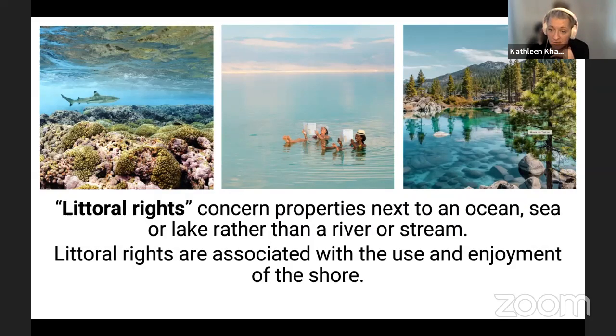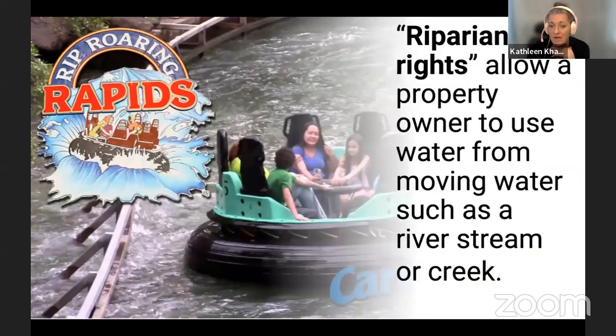So it's literally need a vacation. Those are your littoral rights. Rip-roaring rapids, you're going on the ride of your life.